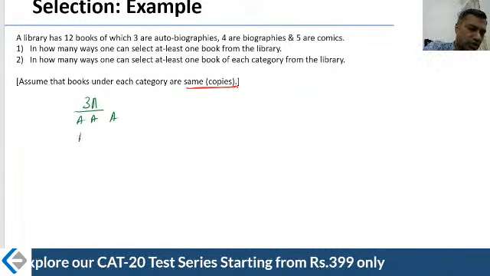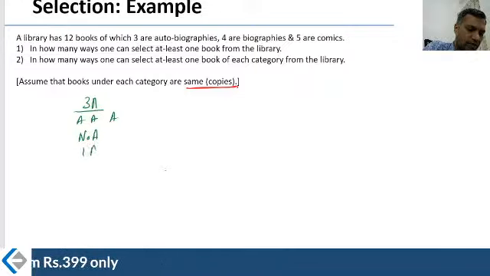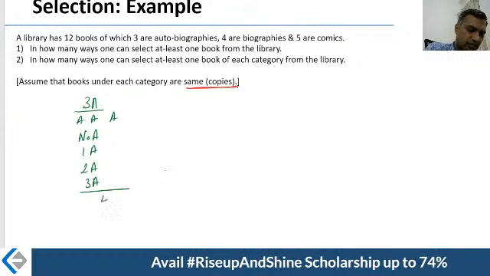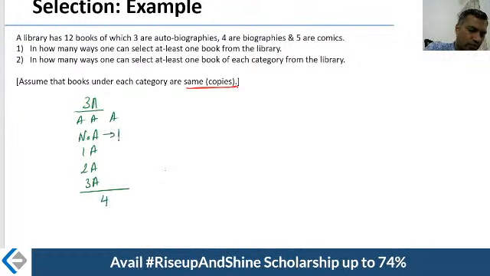So therefore, what are the choices that you say here? No A, or you may say that I will pick 1A, or I will pick 2A, or I will pick 3A. Totally how many ways, guys? 4 ways, right? Because this can be done in one way, this is done in one way, this is done in one way, and this is done in one way. Similarly, you go to the next track.